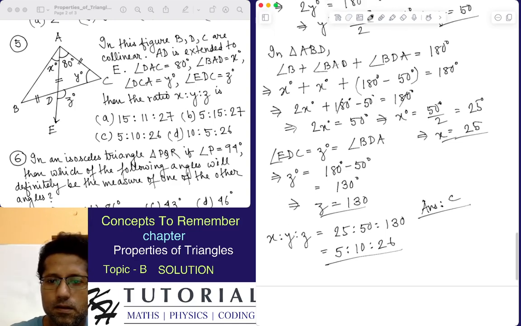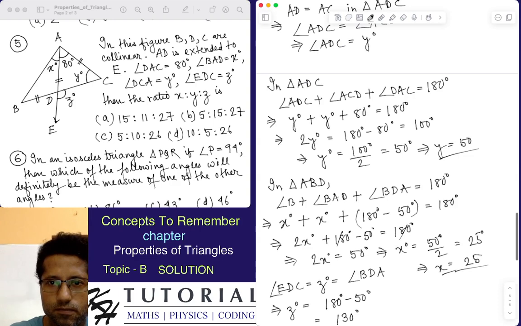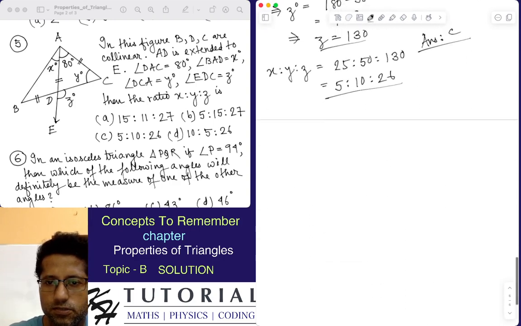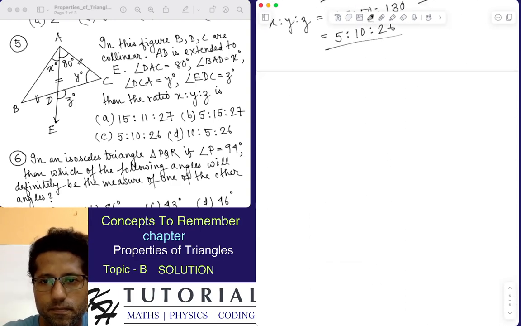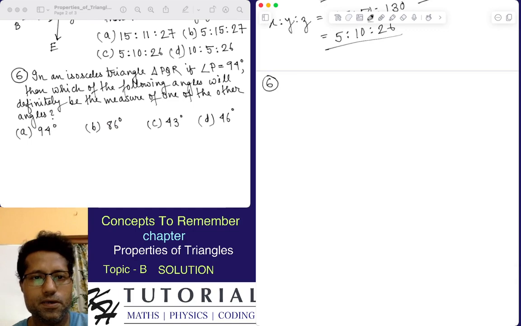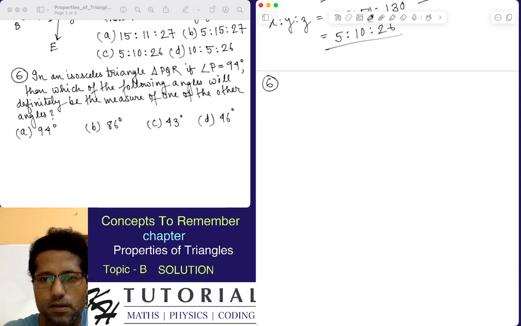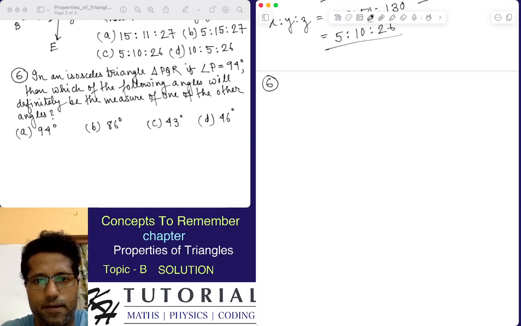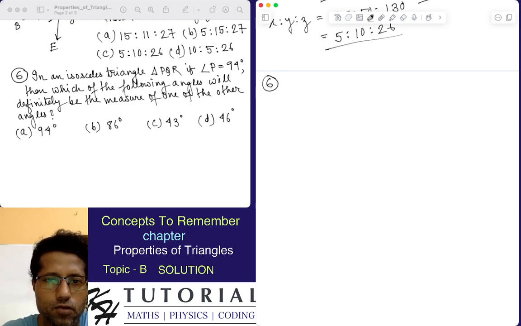This was problem number 5. Let's do problem number 6. Problem number 6 says, in an isosceles triangle PQR, if angle P is 94 degree, so it is greater than 90 degree, then which of the following angles will definitely be the measure of one of the other angles?